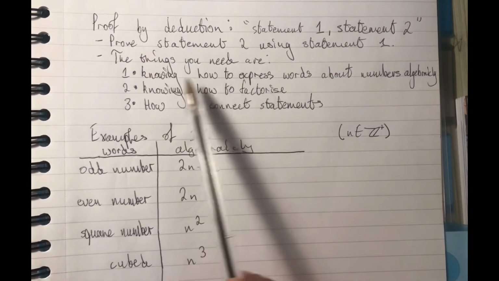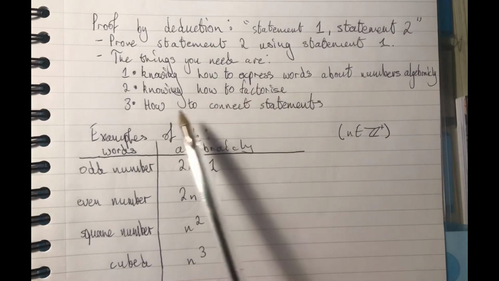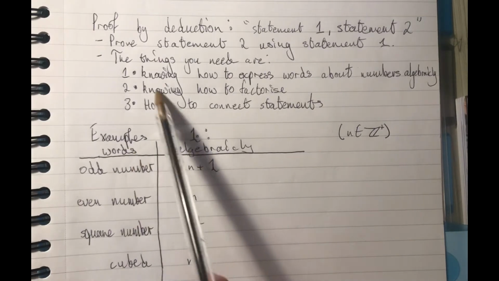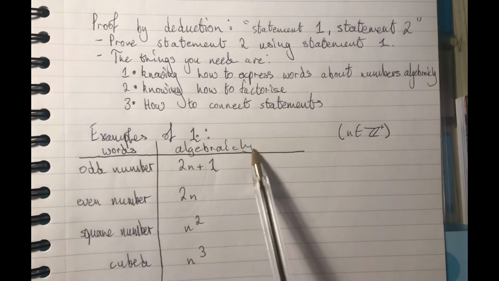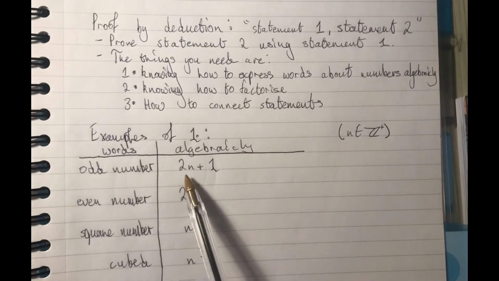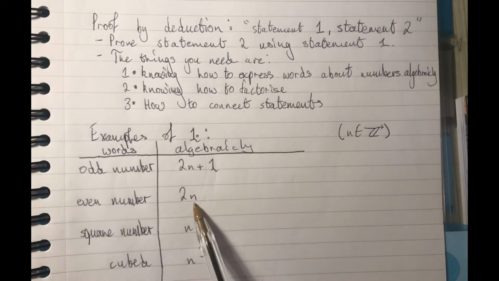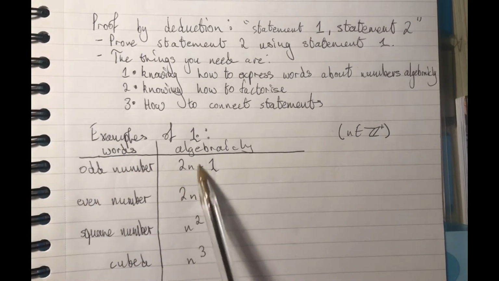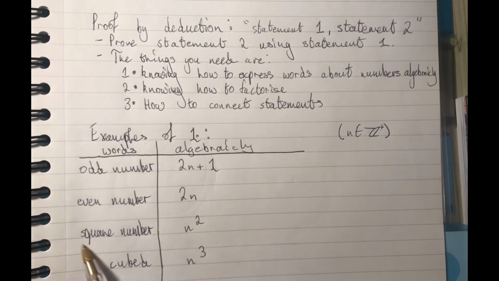Things you need to know are knowing how to express words about numbers algebraically, knowing how to factorize, and how to connect statements. Examples of the first point here is knowing how to express something like an odd number algebraically. So an odd number is not an even number. So going to the next point, an even number is always a multiple of 2. An odd number, however, since you're adding 1 to an even number, that negates it from being even. A square number and a cube number.